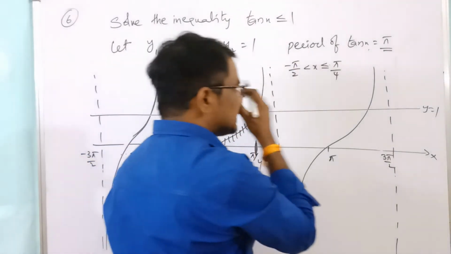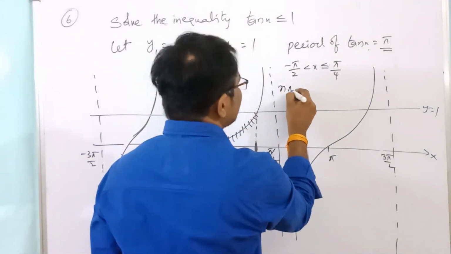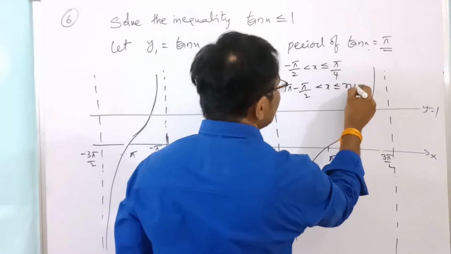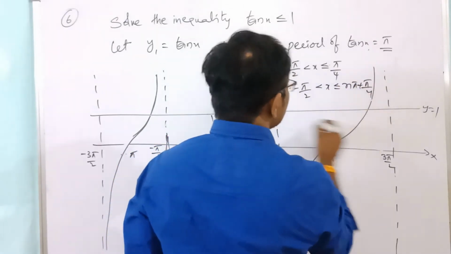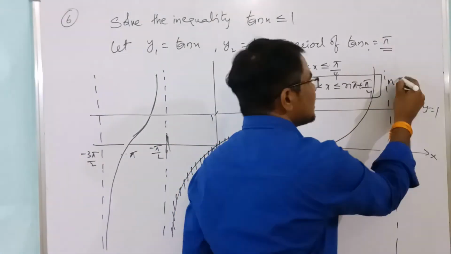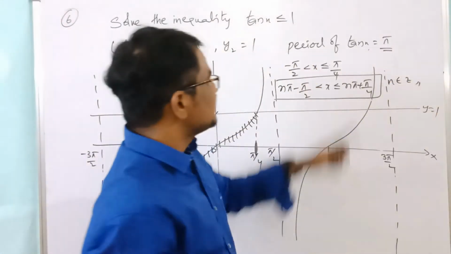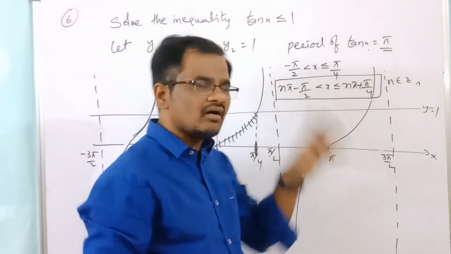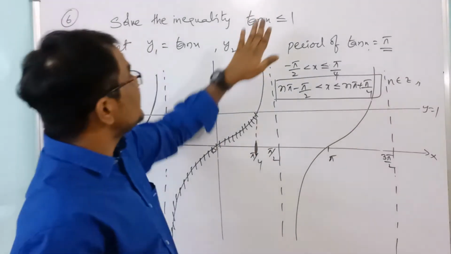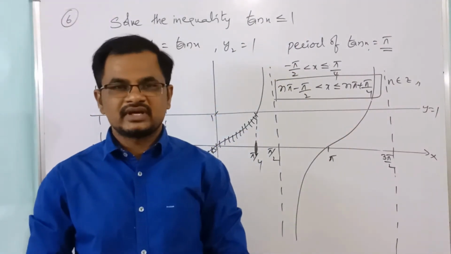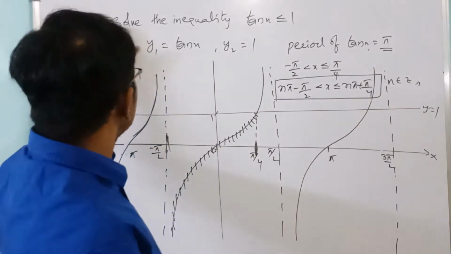So the generalized form means n pi minus pi by 2 less than x less than or equal to n pi plus pi by 4. This is the generalized form. Here n belongs to integers because the period of tan x is pi. So multiply with n, then you will get all the intervals where tan x is less than or equal to 1. Okay, no? So this is about the sixth problem.